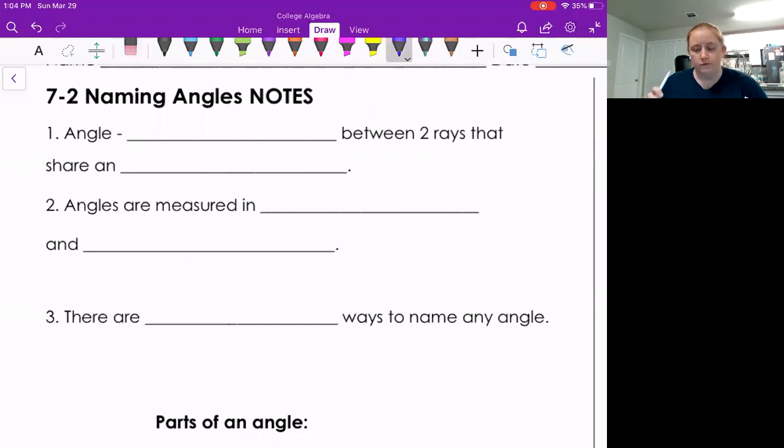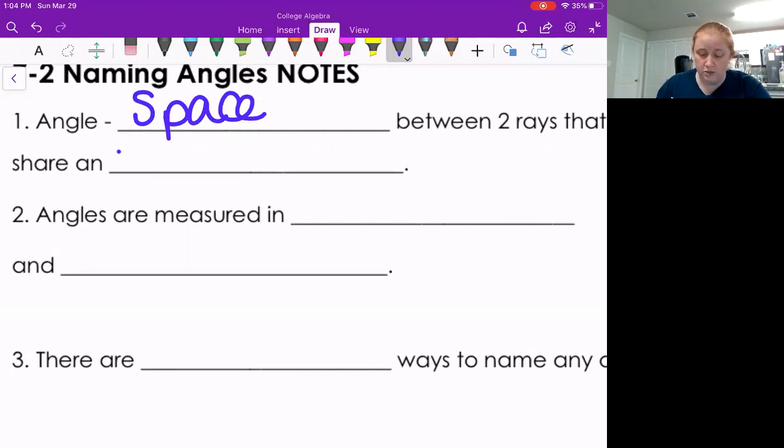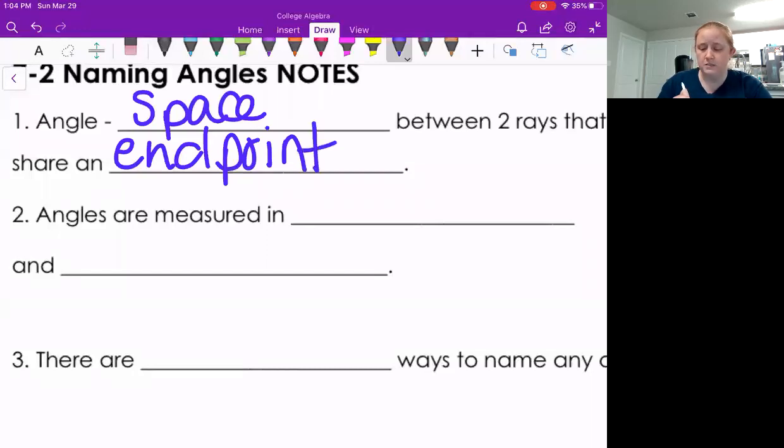All right. So first off, let's talk about what makes an actual angle. Specifically, it is the space that is between two rays that share an endpoint. Okay, it is the space between two rays that share an endpoint. Sorry, I'm just going to rewrite this here.